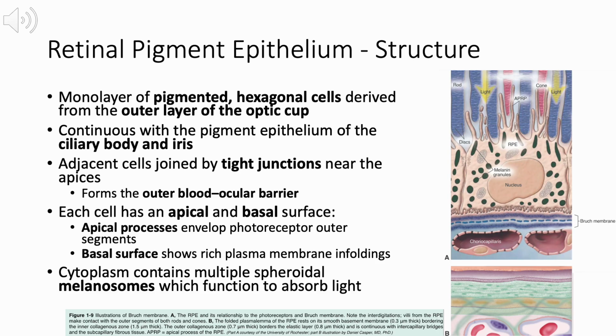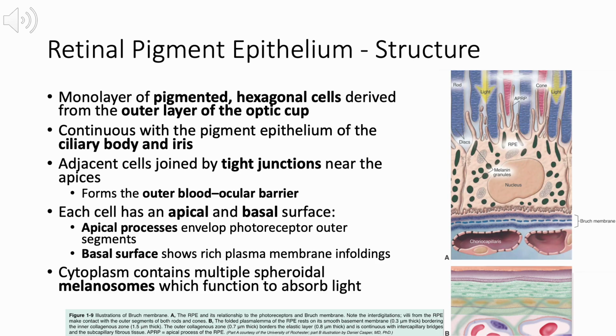These tight junctions form the outer blood-ocular barrier, which plays a critical role in regulating the movement of substances between the choroidal circulation and the retina. Each RPE cell has a distinct apical and basal surface. The apical processes extend toward and envelop the photoreceptor outer segments, while the basal surface demonstrates rich plasma membrane infoldings, increasing surface area for metabolic exchange.